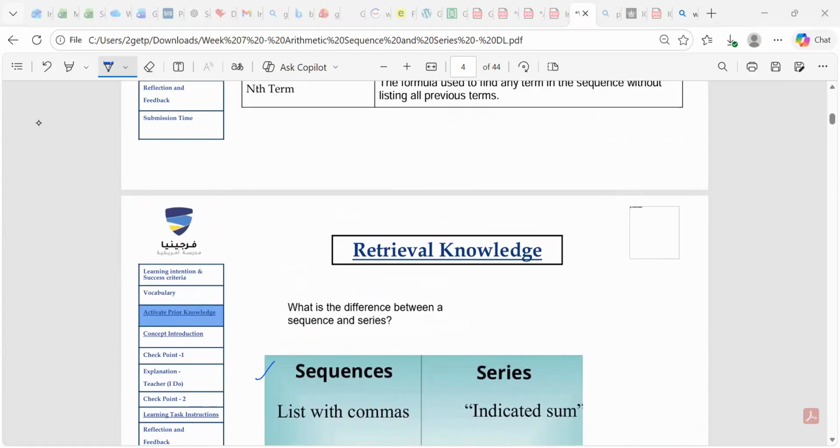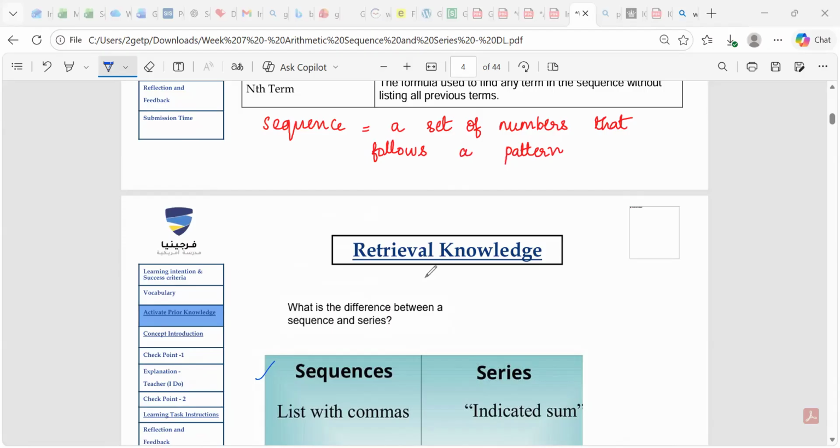So, a sequence means a set of numbers that follows a pattern. This is what sequence means.